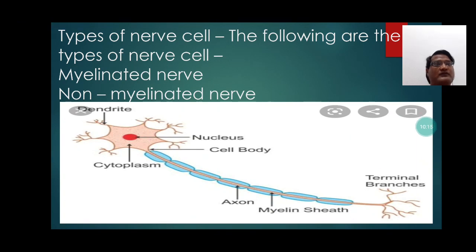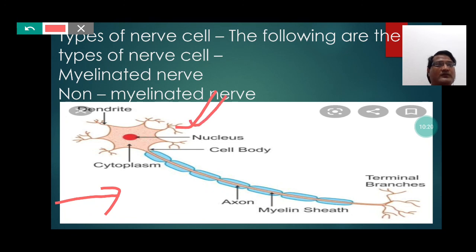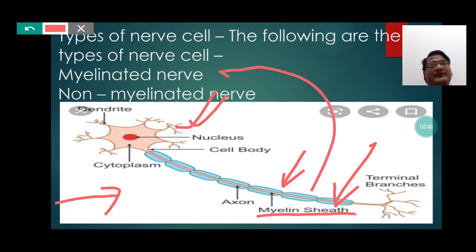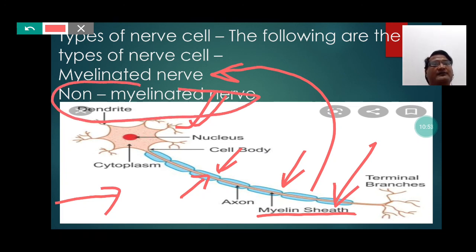So students, in this picture you can notice a nerve cell which is enveloped by a cover or envelope which is called as myelin sheath. So students, here you can notice myelin sheath written there. Now because this nerve cell is enveloped with the myelin sheath, this will be categorized as the myelinated nerve. But if the nerve cell will not be having this myelin sheath, then the specific nerve cell will be called as non-myelinated nerve cell.